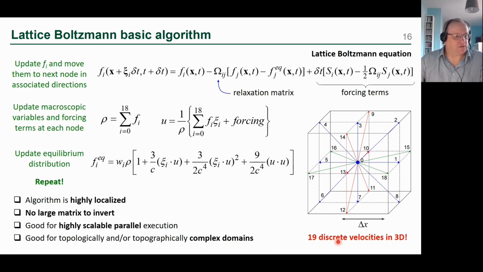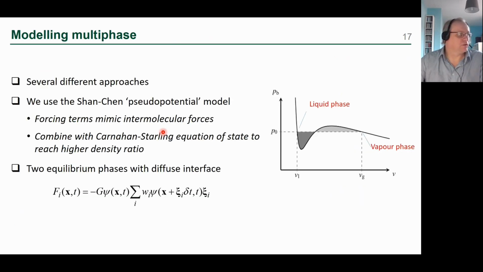However, there are 19 discrete velocities in 3D. So unlike CFD, where we just have 3 velocities and a pressure, we've got 19 things to keep track of, and then we work out the velocities, and the pressure is related to the density by an equation of state. So it's a rather different kind of approach.